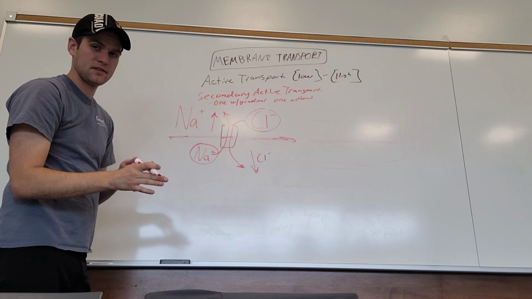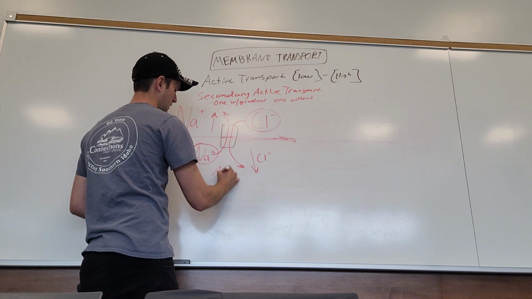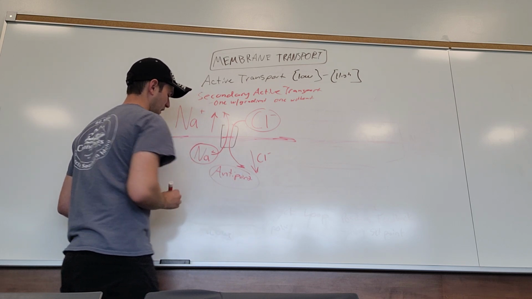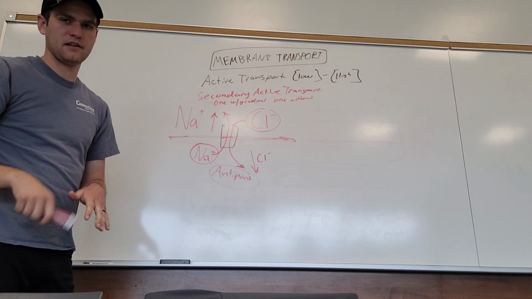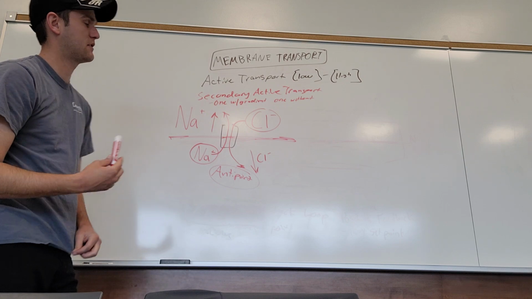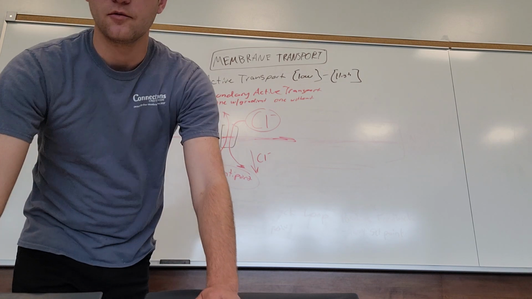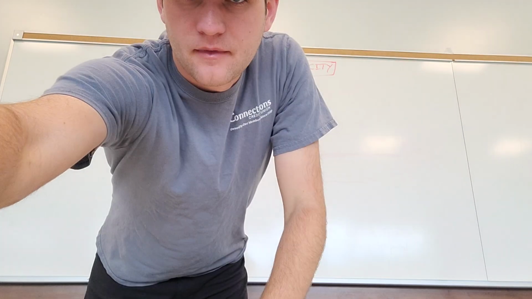So if they're going opposite directions, that's going to be what's called antiport. Okay, and that is essentially all we need to know about membrane transport as far as diffusion, active transport, and whatnot. So let me pause and then we'll move on to our next topic here.